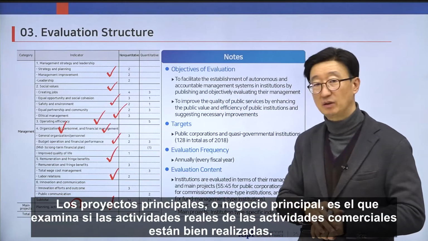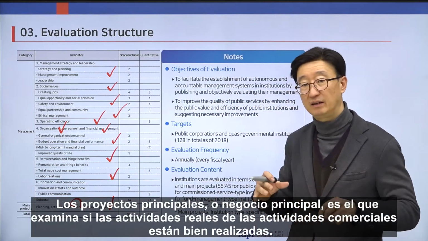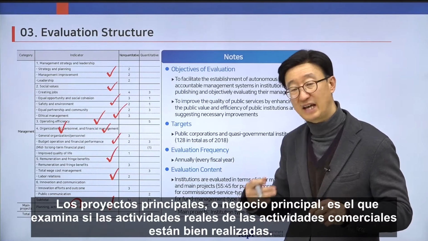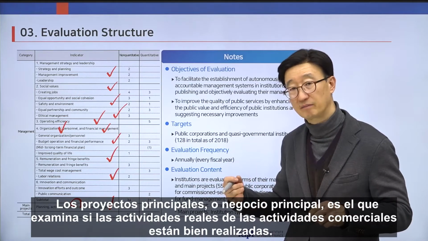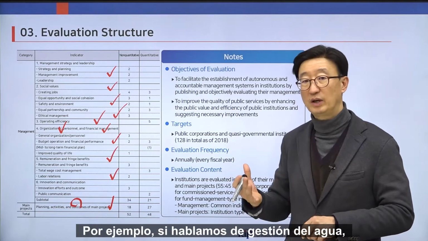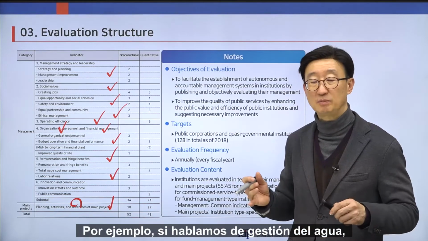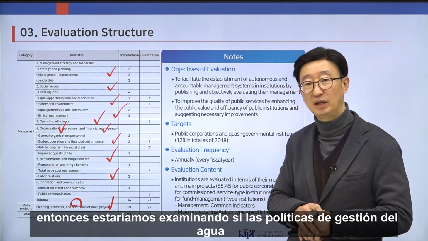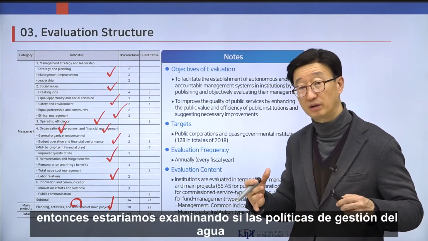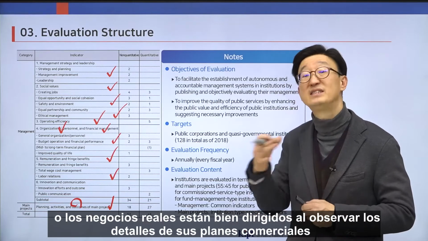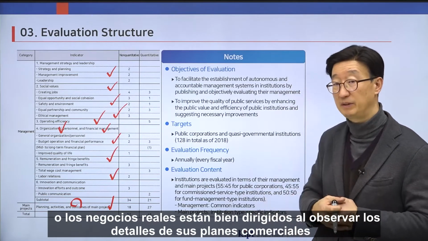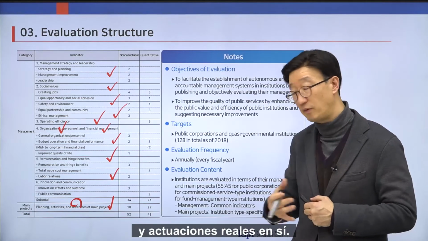Main projects or main business is the one that examines whether the actual business activities are well conducted. For instance, if we are talking about water management, then we would be examining whether the water management policy or the actual businesses are well conducted by looking at the details of their business plans and actual performance itself.